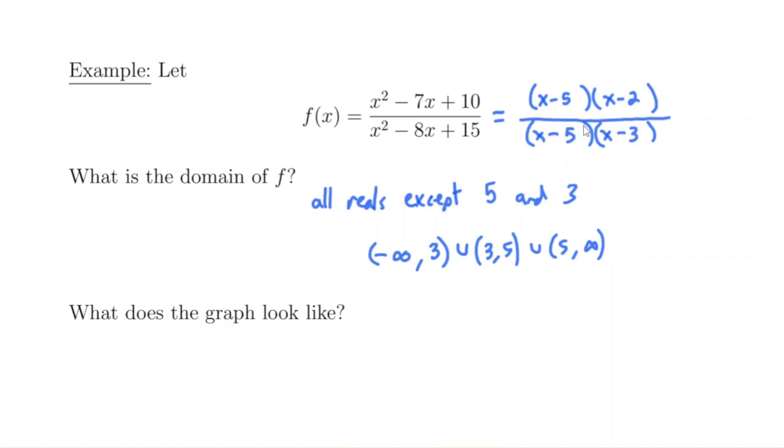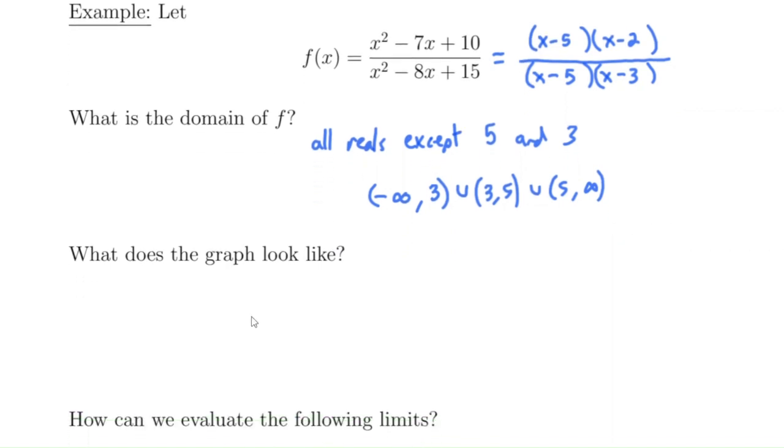But at x equals 5, the fact that we have an x minus 5 factor in both the numerator and the denominator, so these would kind of cancel out. What that means is that 5 is still not in the domain, but the reason it's not in the domain is that there's going to be a hole in the graph there. Here we have a vertical asymptote at 3. We actually have a hole in the graph at x equals 5. So we'll look at the graph in just a minute.